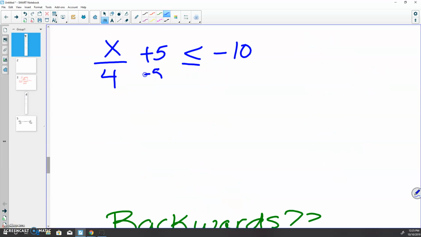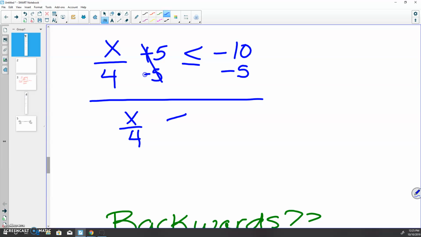Okay, I'm going to subtract 5. It cancels out. Subtract 5 on the other side. So you have x divided by 4. Drop your sign. Same sign, add. Different sign, subtract. Negative 10 and negative 5 give you negative 15. The opposite of divide by 4 is times 4. What you do to one side, you do to the other.